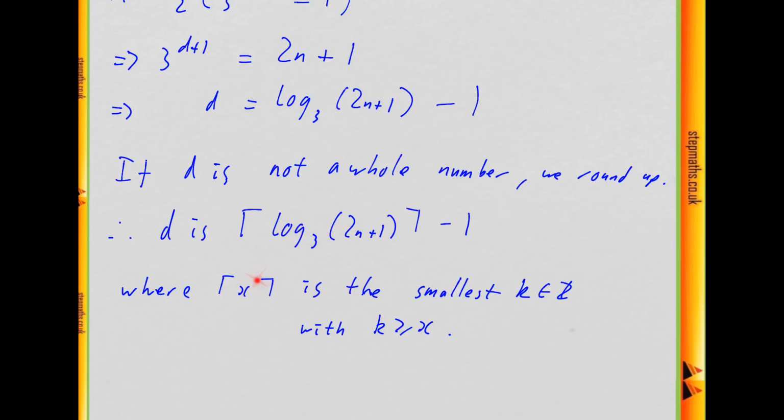So if x is already an integer, then this function of x is just x. But if x is between two integers, say it's 2.7, then we want the next integer greater than or equal to 2.7, which is 3. And that will be the answer. So this is my answer for the least possible depth in terms of n.